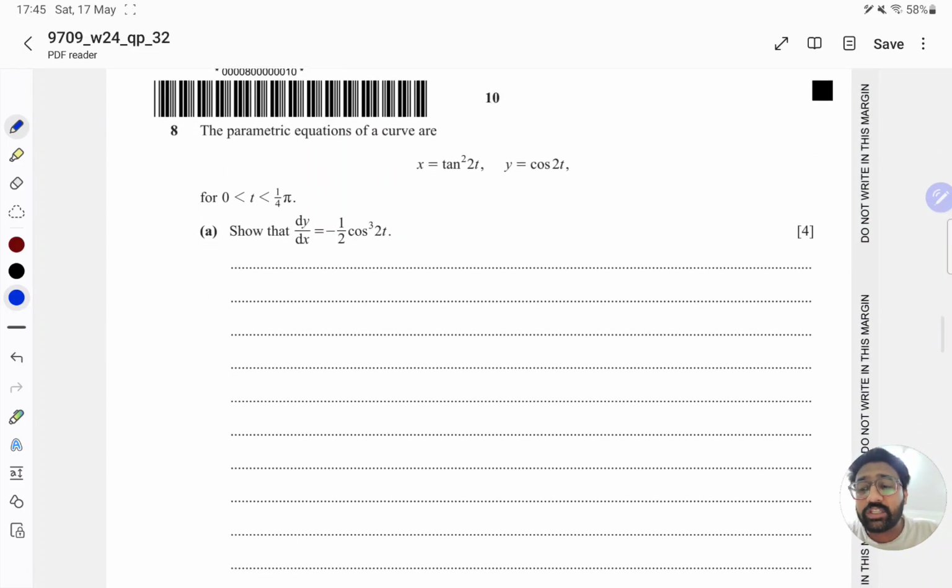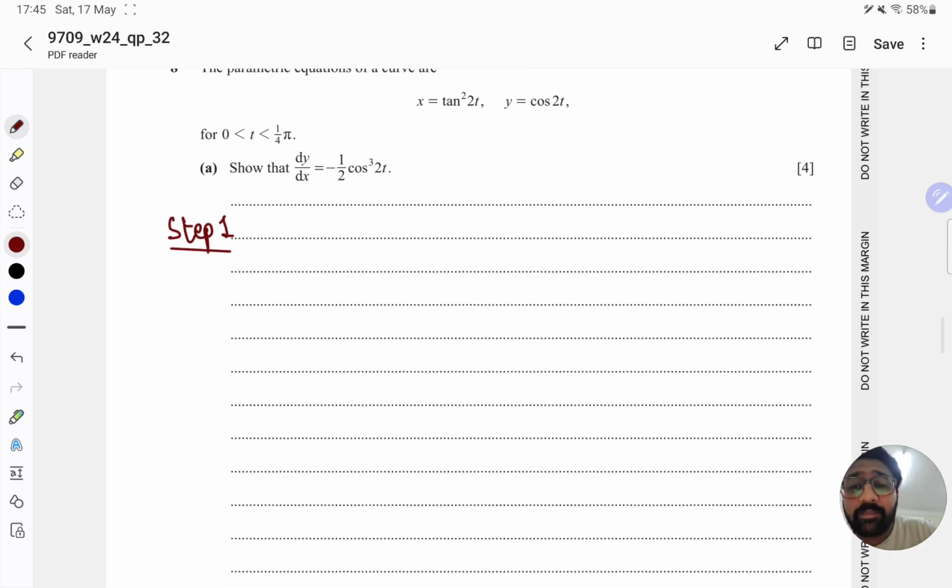Let's move on to the next question, question number 8. Question number 8 says that the parametric equations of a curve are this and that. Show that dy over dx is this. So let me divide that into two steps. Step number 1. In the first step, I have two equations with me: x equals tan 2 theta whole squared, and the other equation for y is cos 2 theta.